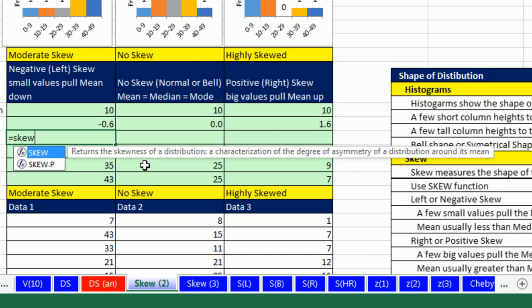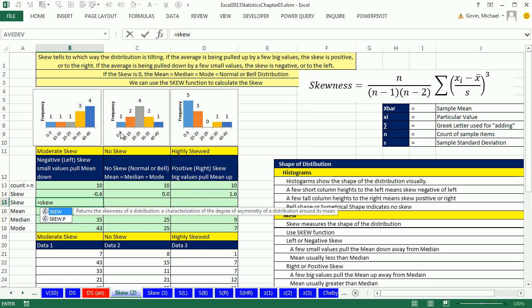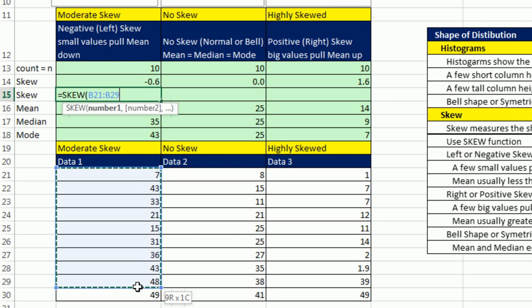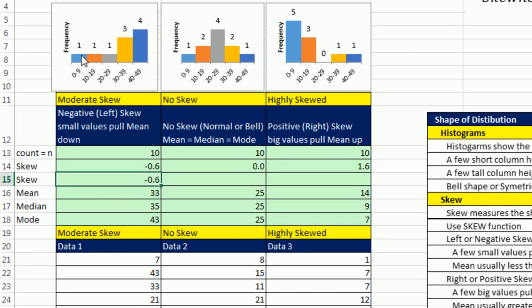And notice the screen tip here returns the skewness of a distribution, a characterization of the degree of asymmetry of the distribution about its mean. If we think about it, this is symmetrical, right? If it's a bell shape, we draw a line down the middle, and it's the same on both sides. These are asymmetrical. Tab, we simply highlight our numbers. And that's a relative cell reference. Control Enter. And as we suspected, we see a few small frequency columns down low. So our skewness measure is negative.